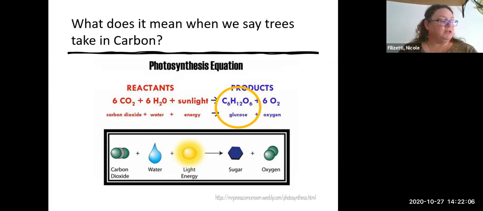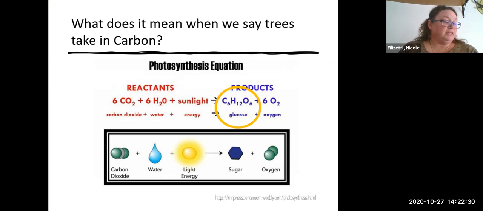Ever since elementary school, if someone asked you, what do trees do? Chances are you would have answered that trees take in carbon and give off oxygen. And of course, this is true. And it's a simple summary of the process of photosynthesis. Trees also do the opposite, taking in oxygen and giving off carbon just like we do. But they do that at a much smaller rate when they go through cellular respiration. So let's take a closer look at what it means for trees to take in carbon.